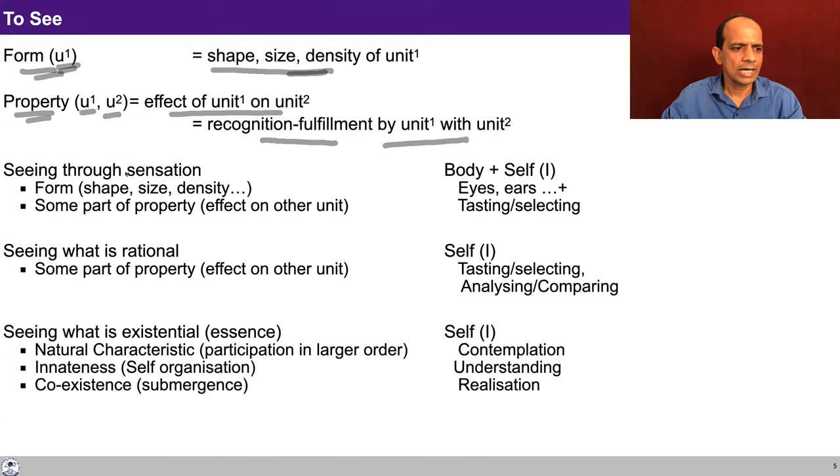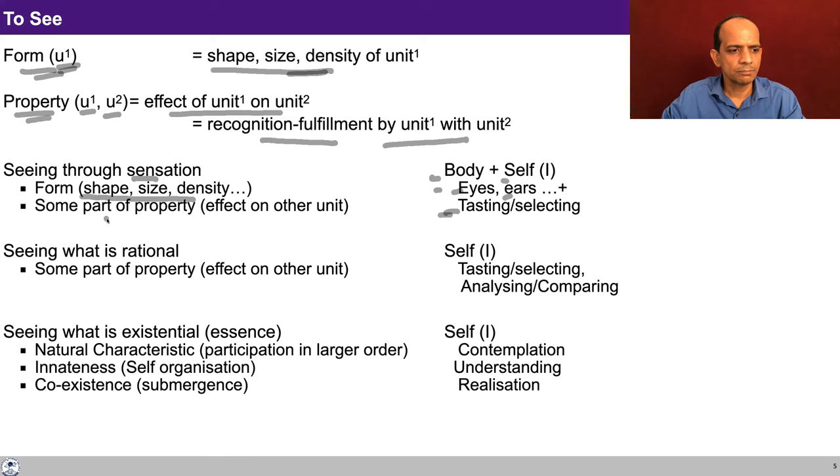So now if you look at seeing through sensation, you can see the form, the shape, size, density. So here the body is there and the self is there. And then we have sense organs in the body. Eyes are there, ears are there, tongue is there, skin is there. And we can make out the form through the sense organs, isn't it? At the level of selecting and testing.